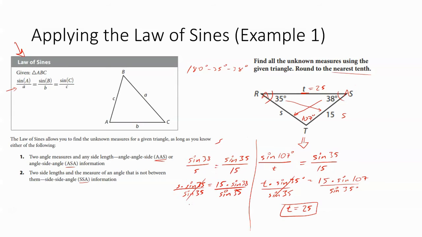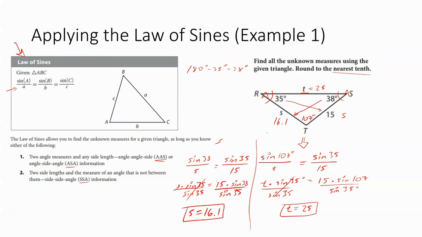All right, so be careful with the calculator again. Let's see here. We have 15 times sine of 38 divided by the sine of 35 degrees. Please remember, though, you need to be in degrees. Okay, so s should equal 16.10, round to the nearest tenth, so 16.1 works just fine.